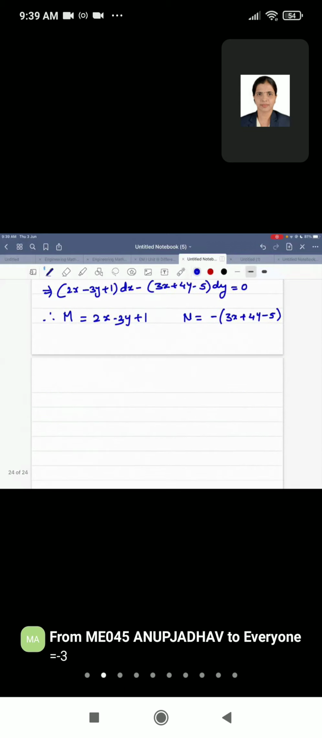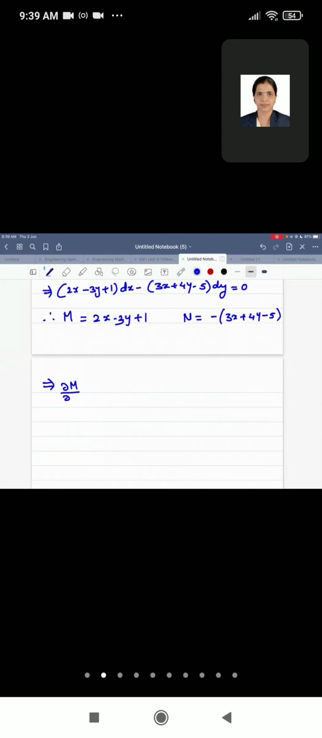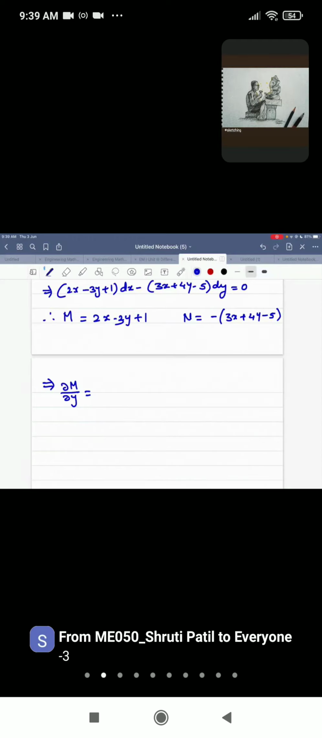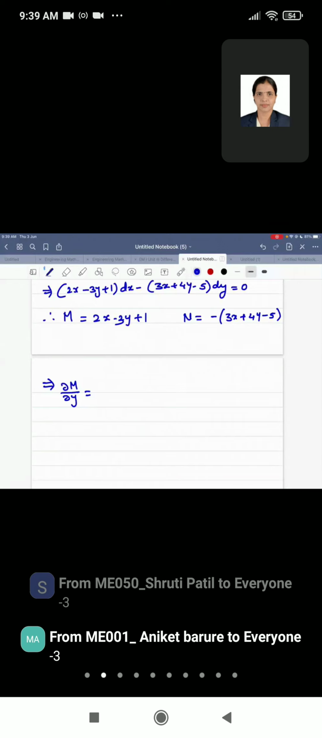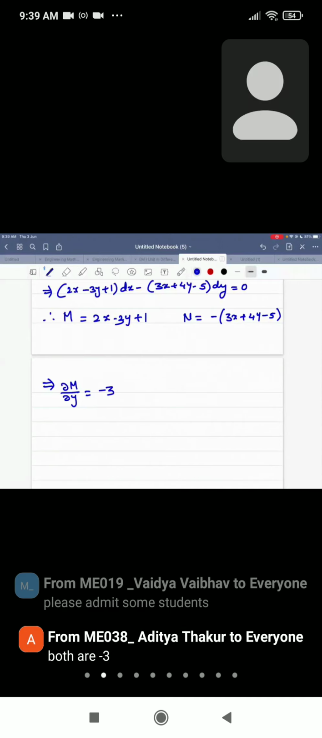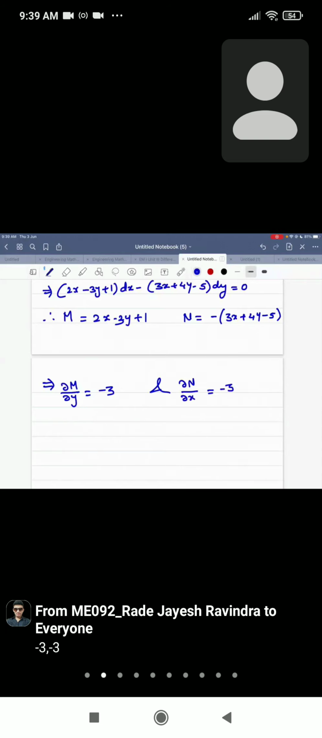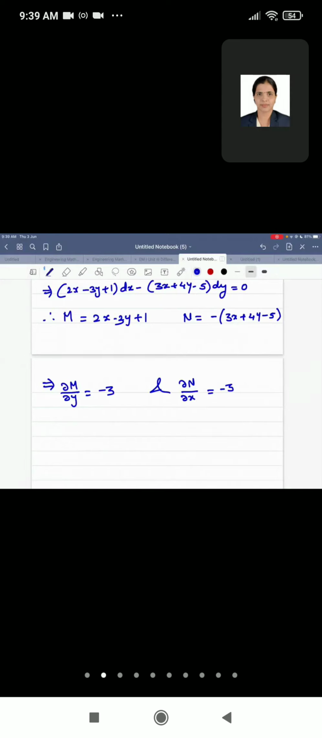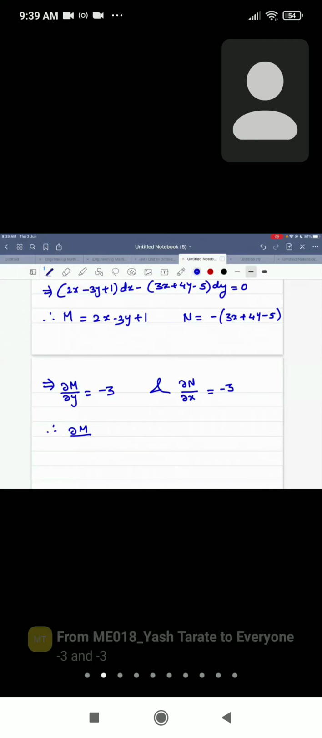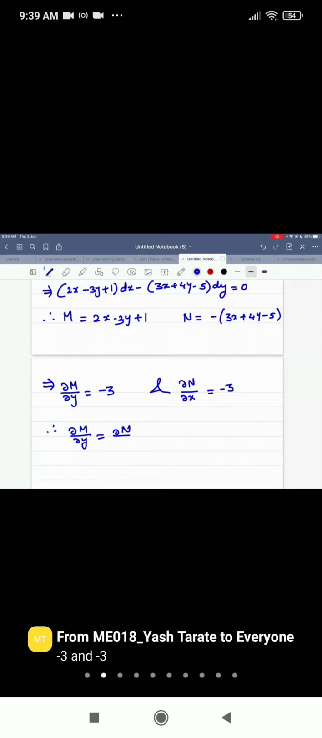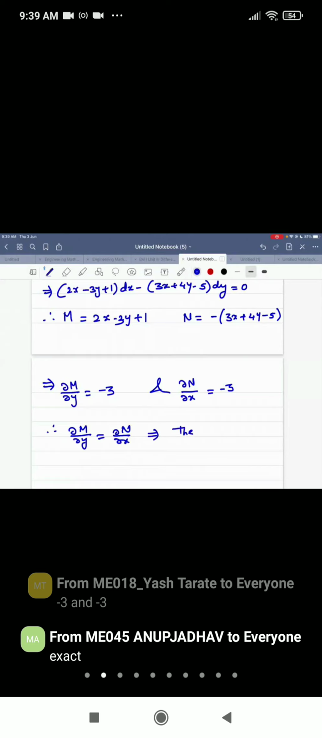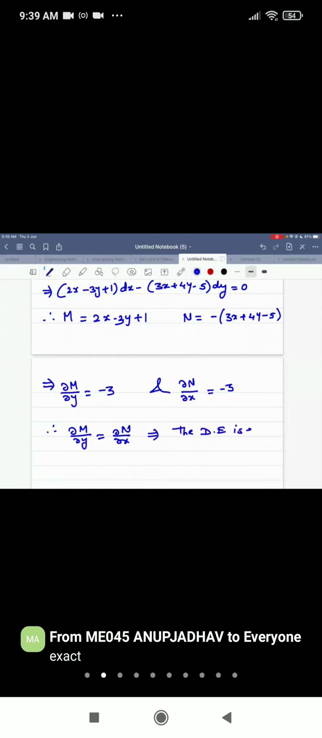So partial M by partial y, what is partial M by partial y? Minus 3, because 2x has derivative 0, so this will be minus 3. And what is partial N by partial x? That is also minus 3, because 4y and 5 are constant, so those derivatives will be 0. Therefore, partial M by partial y equal to partial N by partial x implies the differential equation is exact.